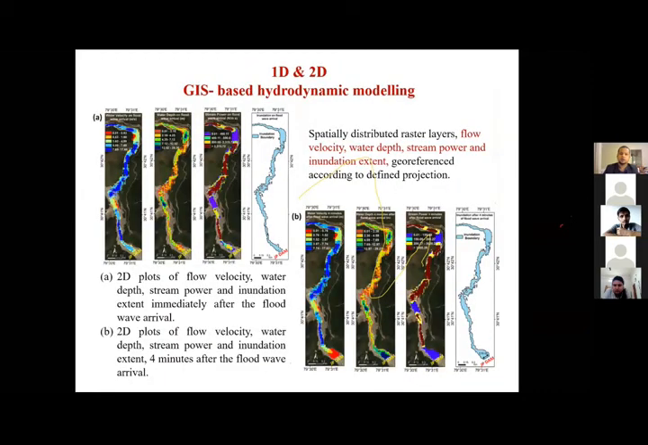So this is how the results look. When we model these, we see the flow heights along the channel, the flow velocity along the channel, and the inundation, that is, if a lake outburst happens, what would be the effect in the downstream region. This is how we model and express our results. This is, again, remote sensing, GIS, and hydrodynamic modeling clubbed together.